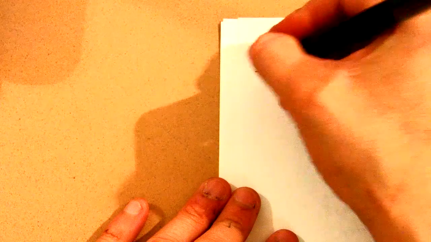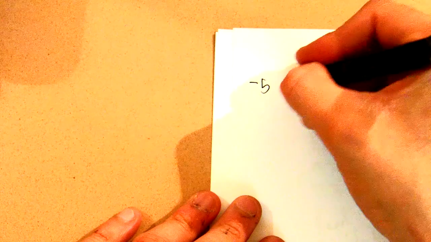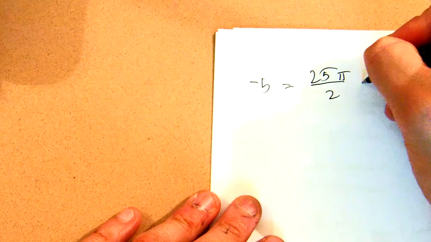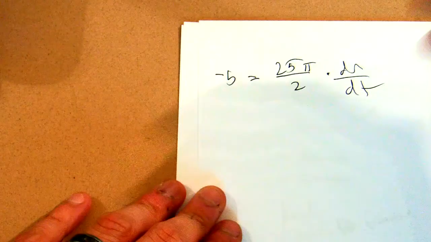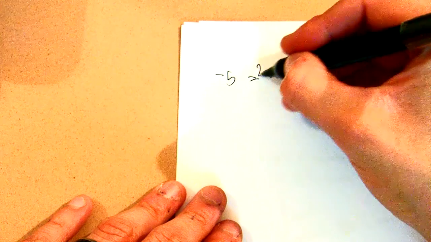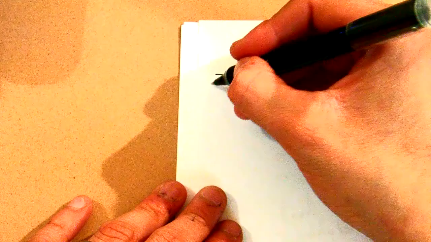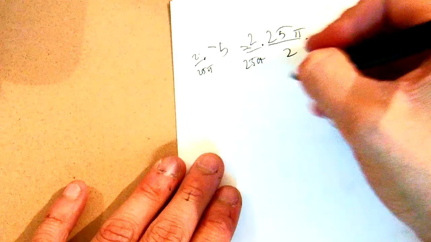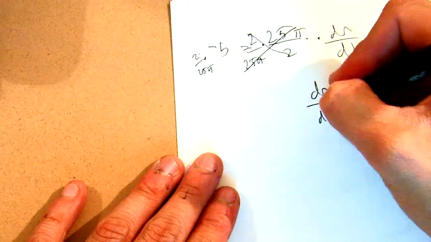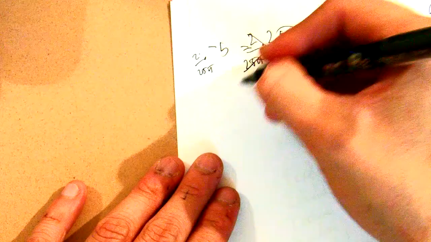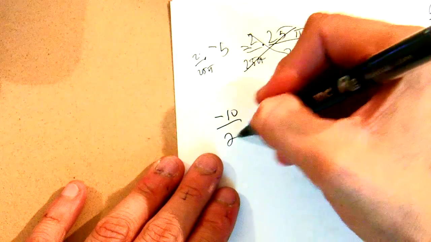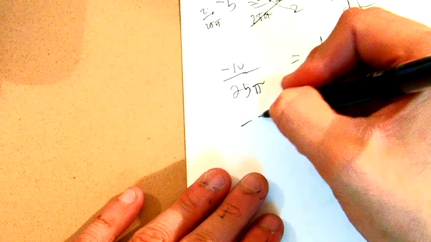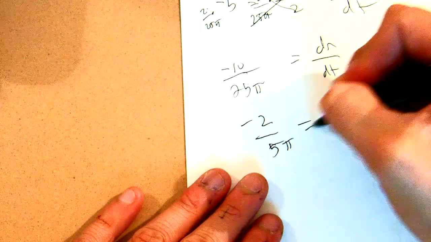So I'm going to have negative 5 equals 25 pi over 2 times dr/dt, multiplied by the reciprocal, which is 2 over 25 pi. So these cancel, so dr/dt equals negative 10 over 25 pi, which, taking out a 5, is negative 2 over 5 pi equals dr/dt.